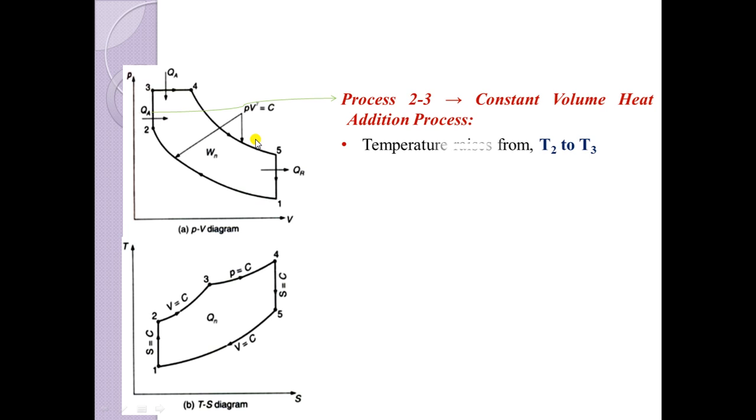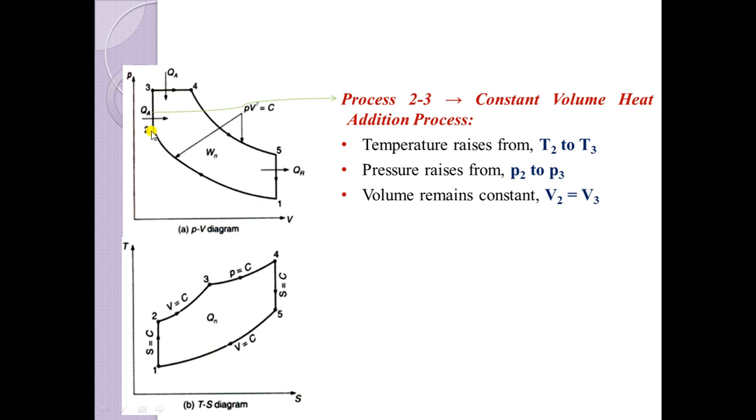Moving on to the next one, the second process, the constant volume heat addition process, taking place from point 2 to point 3. Heat is added, and as a result temperature rises from T2 to T3 and pressure rises from P2 to P3, but volume is maintained constant by locking the piston at this position in the piston cylinder arrangement. So V2 equals V3, and the work done for the constant volume case is 0, and heat is added keeping volume constant.